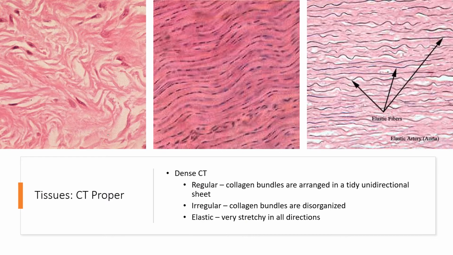Dense connective tissue, so all those back there were loose connective tissues. Now we're talking about dense. You've got three main kinds. Elastic, we already touched on. Elastic is very stretchy in all directions. This is what surrounds your aorta, for example.